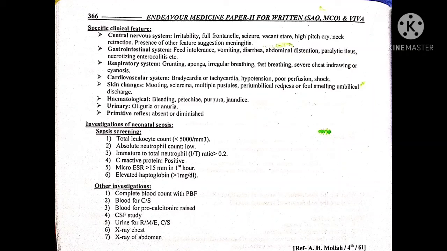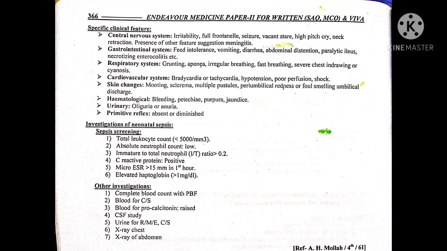Other investigations include complete blood count with peripheral blood film, blood for culture and sensitivity, then blood for procalcitonin, which may be raised, CSF or cerebrospinal fluid study, urine for routine and microscopic examination, and culture and sensitivity is done. Then X-ray chest and X-ray of abdomen is done.